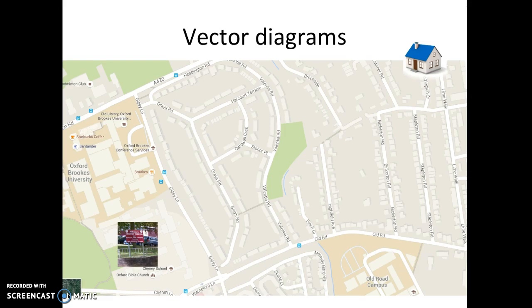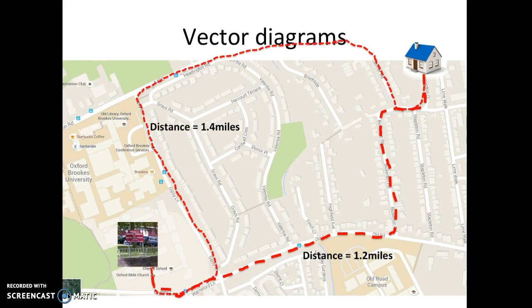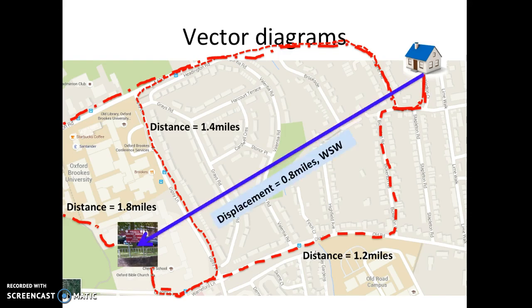I just thought I'd put this on a little map and show you what I mean. So if you live up here on Lime Walk, you could walk to school this way, you might walk to school this way, you might, for some unknown reason, decide to walk to school this way, and you can see that they are all different distances. But actually, if I were to calculate your displacement from home, you would have 0.8 mile displacement in a west-southwest direction. So you've got size and you've got direction there.